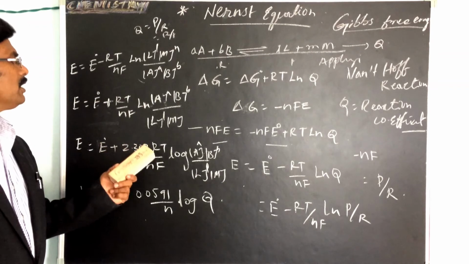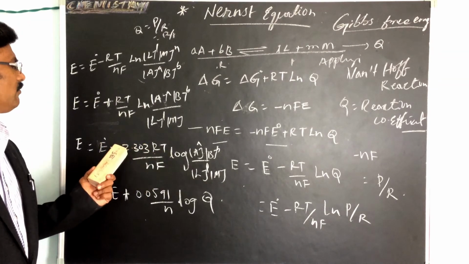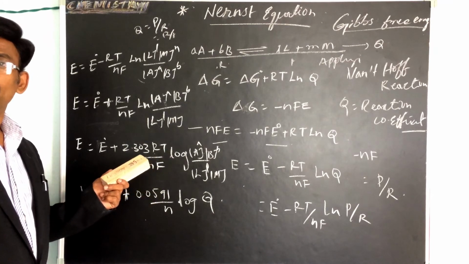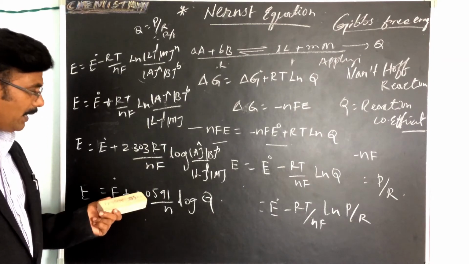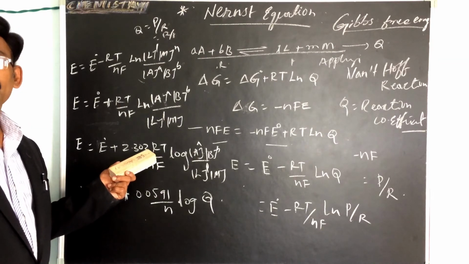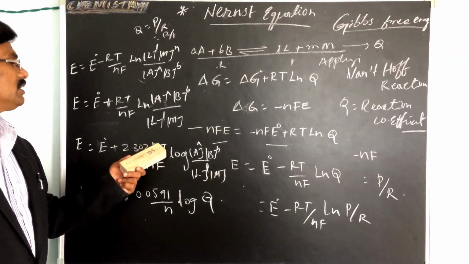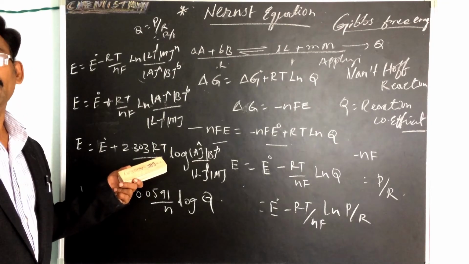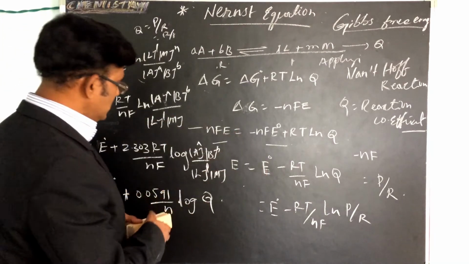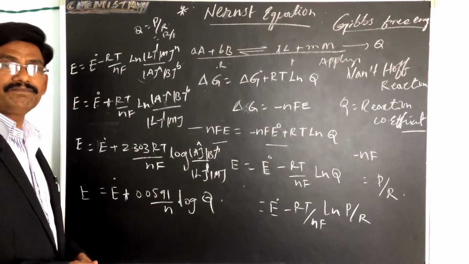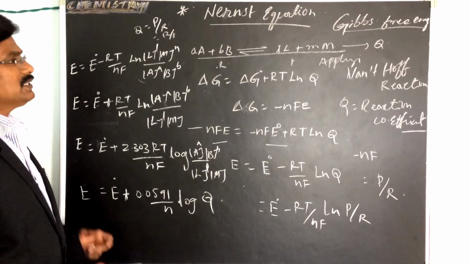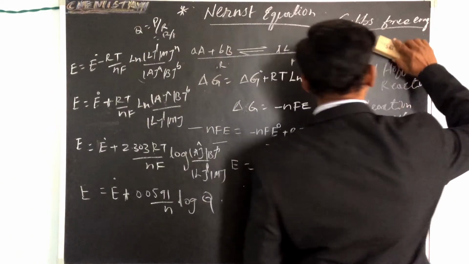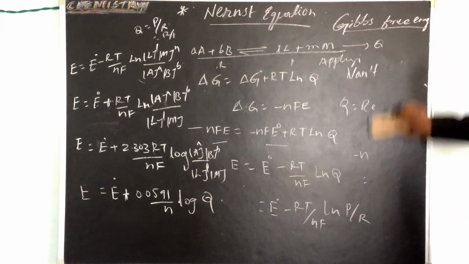Replacing ln with log, we get plus 2.3 RT by NF log. Okay, so this is the equation. R is the universal gas constant, T is the absolute temperature and F is the Faraday constant. So please note down all these things step by step.